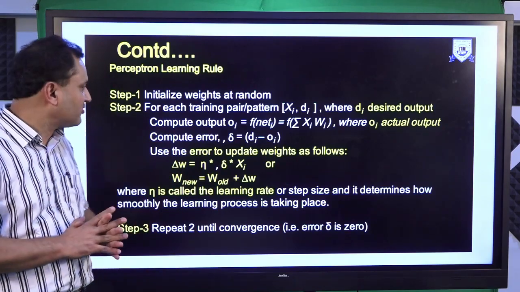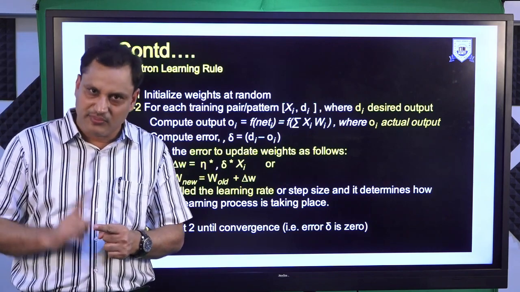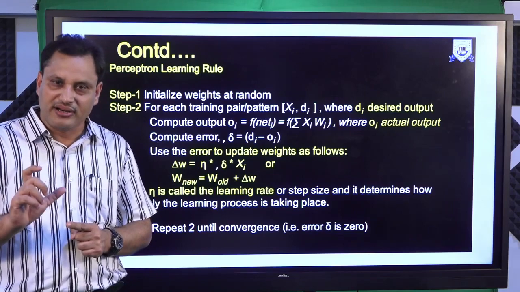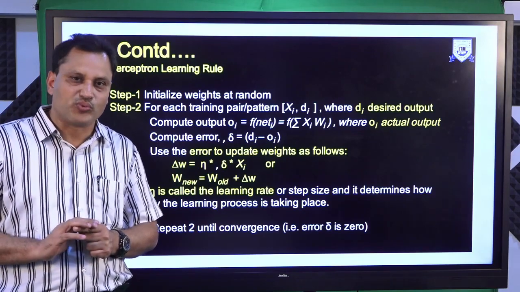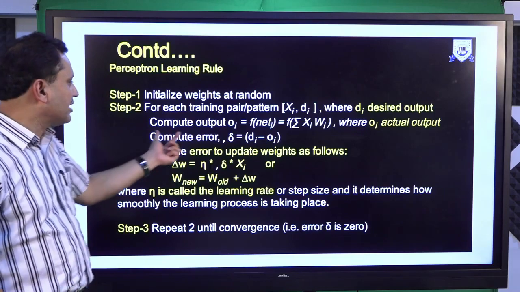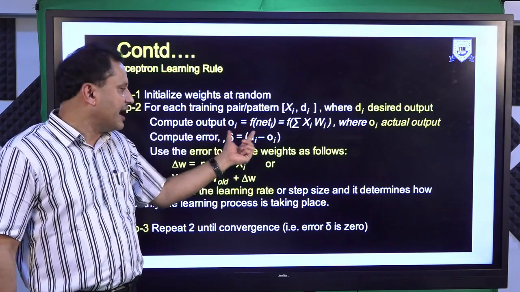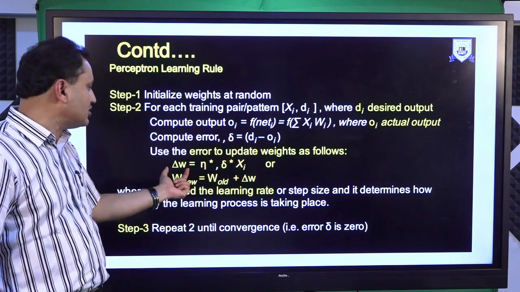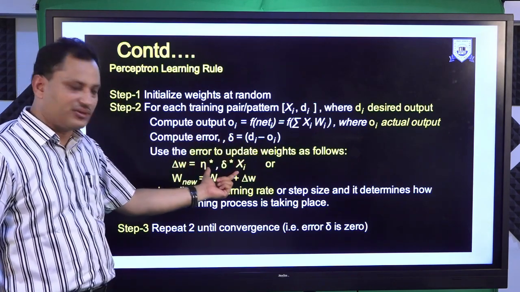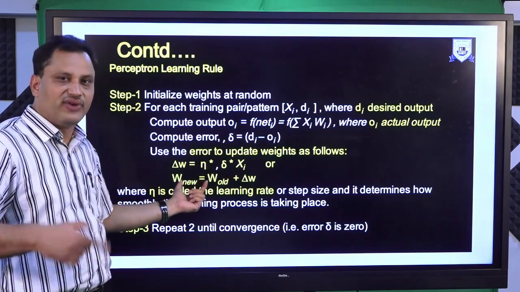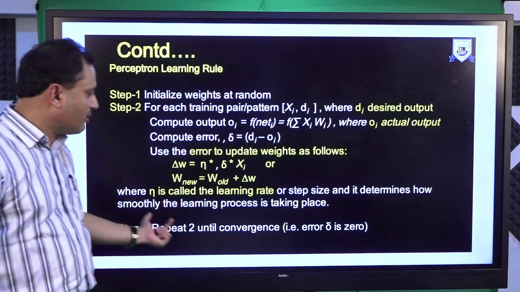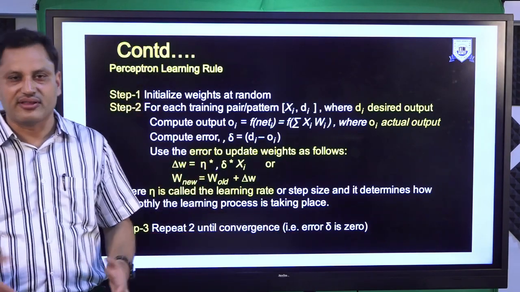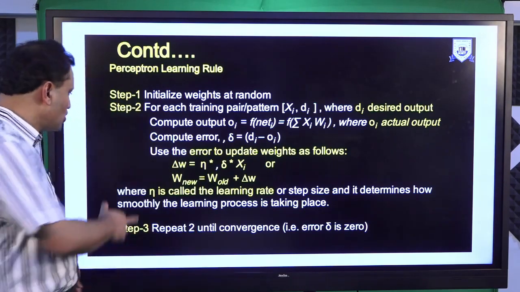Let me summarize this rule again. First of all, you will choose random weights. Then you will have an input pattern and the desired output for that particular input pattern. You will calculate the actual output for a particular neuron, and once you calculate the actual output, you will calculate the error. Then you will calculate the change in weight by applying the perceptron learning formula, and you can adjust the weights accordingly. Until you minimize the error, step number 2 will be repeated. That is how the algorithm will function. Okay.